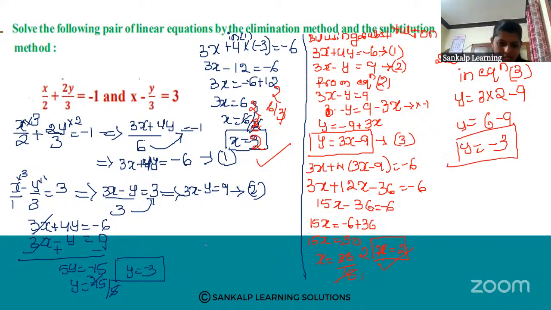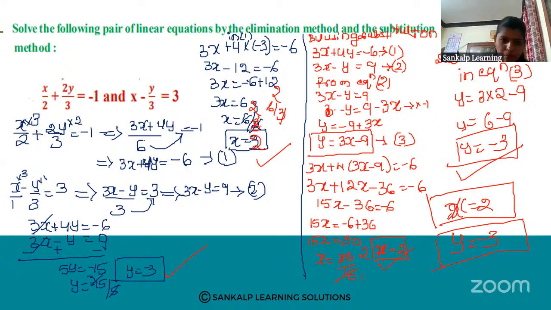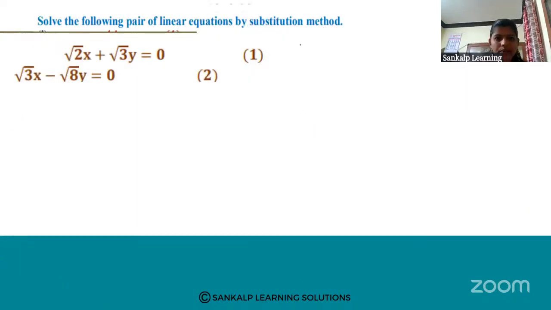See, by using elimination also y is equal to minus 3. By substitution method also y is equal to minus 3. That means our method is right. Okay, so the solutions we have found are correct. So x is equal to 2, y is equal to minus 3. These two are the solutions. Okay. This is by using substitution and elimination method. This question can be asked for 4 marks. Next.